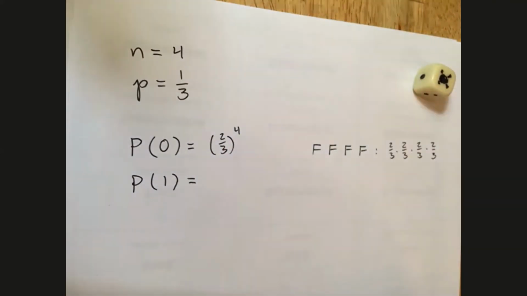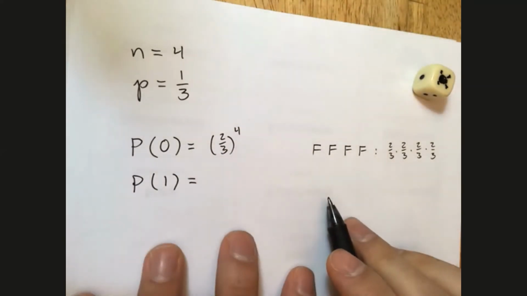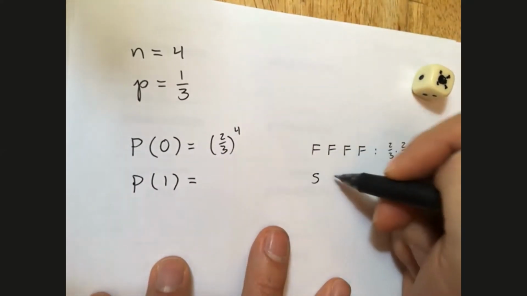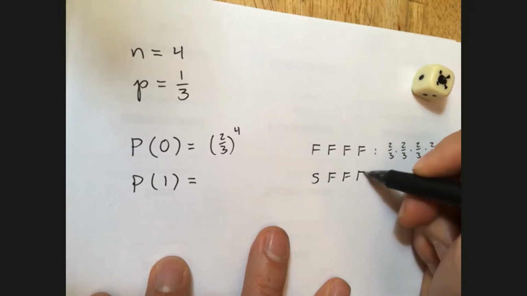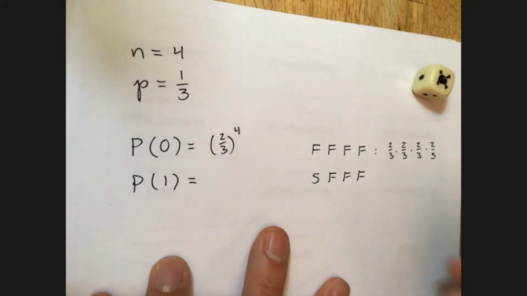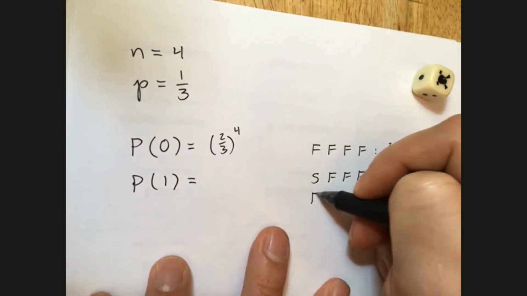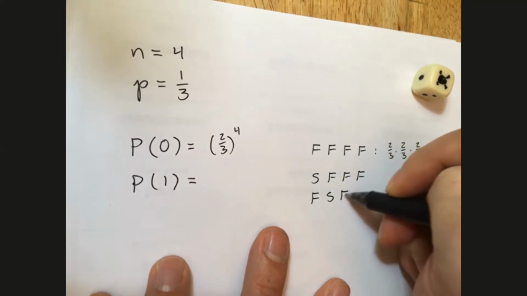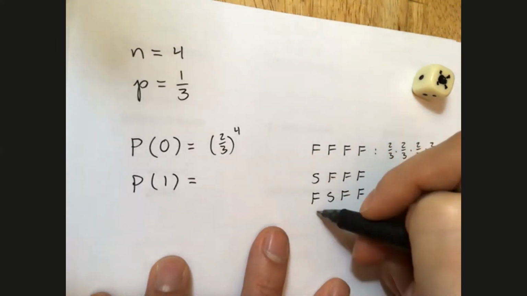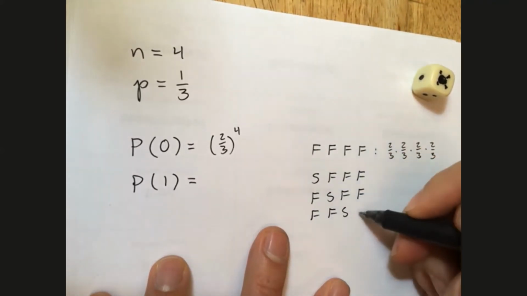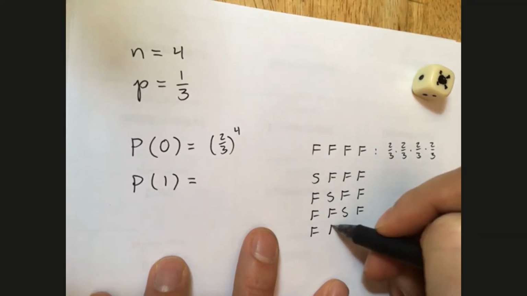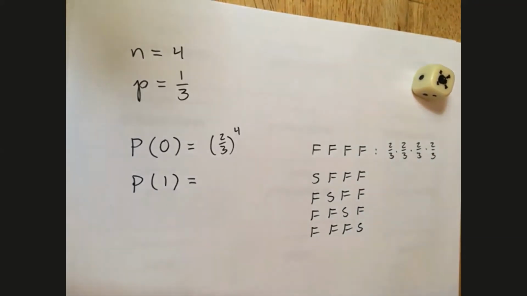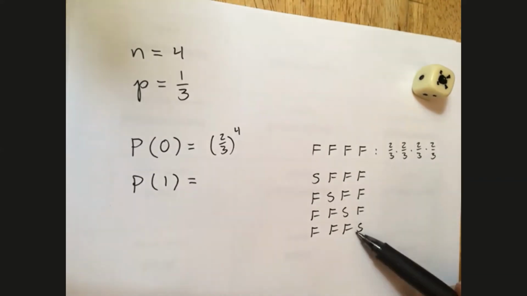What about the probability of getting 1 success, exactly 1 success? What is that going to be? Well, let's list out the possibilities. I could get success followed by 3 failures. That's one possibility, but there's another one. I could have gotten a failure followed by a success followed by 2 failures, or I could get failure, failure, success, failure, or I could get failure, failure, failure, success. There's actually 4 ways you can get exactly 1 success.